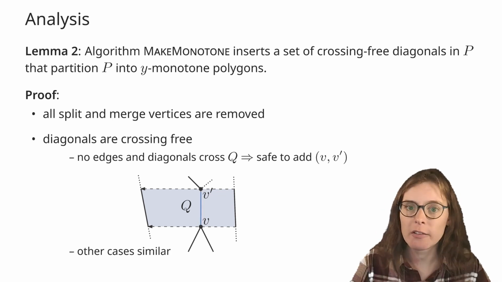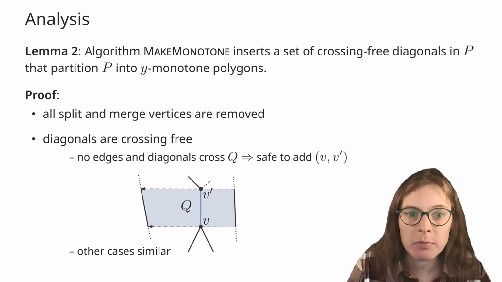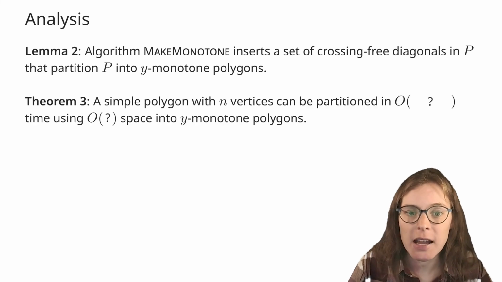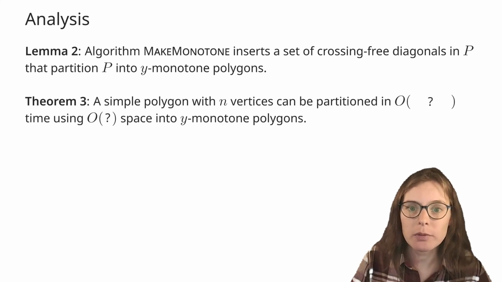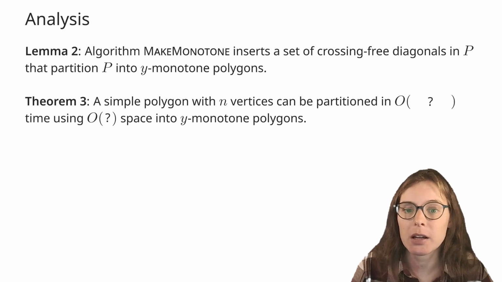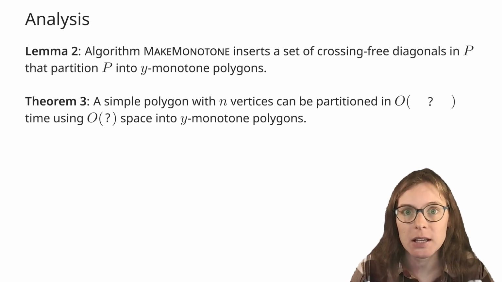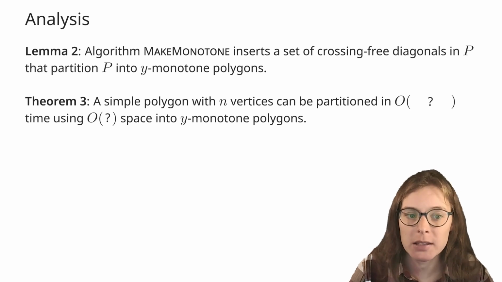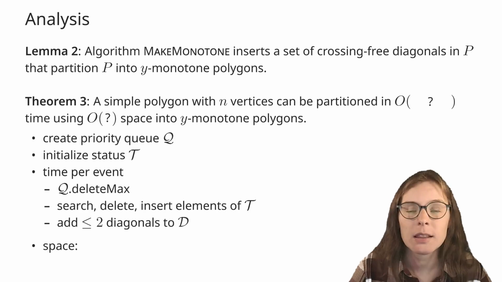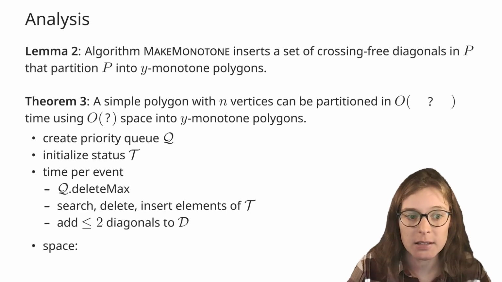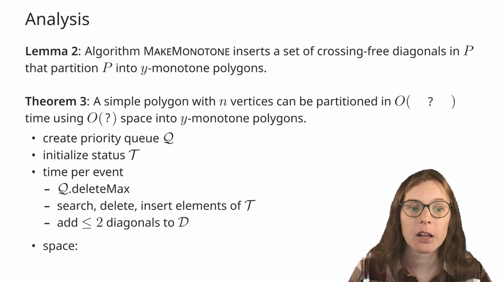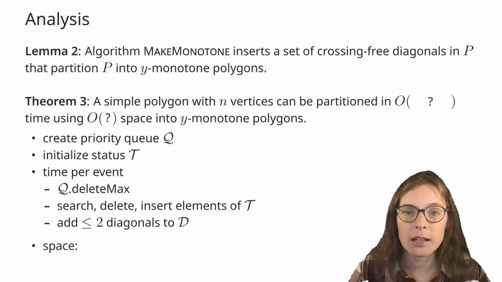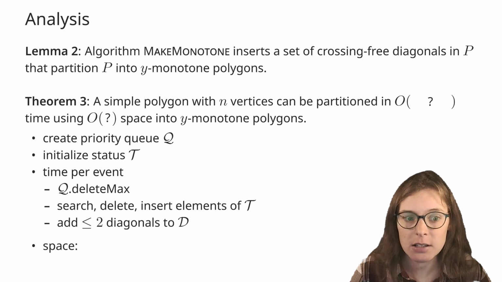So now that we have proved the correctness of the algorithm, let us analyze its time and space complexity. Let's prove the following theorem. A simple polygon with n vertices can be partitioned in some time using some space into y-monotone polygons. So what is the time and the space requirements of the algorithm that we have just developed? Let's consider the steps that it takes. First, the algorithm creates the priority queue. Then it needs to initialize the status data structure.